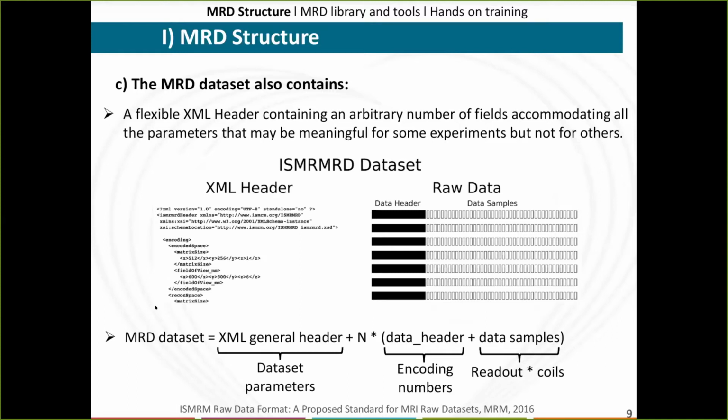So to summarize, we can say that an MRD dataset is an XML general header with the dataset parameters, plus n times one data header, which includes some encoding numbers, and some data samples, which include readout times and coil data.